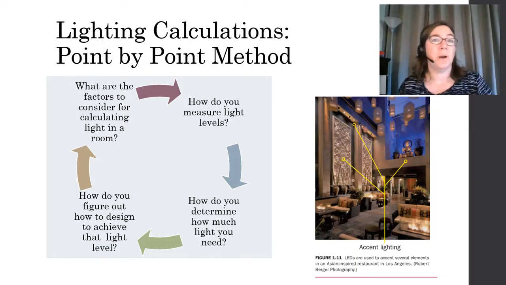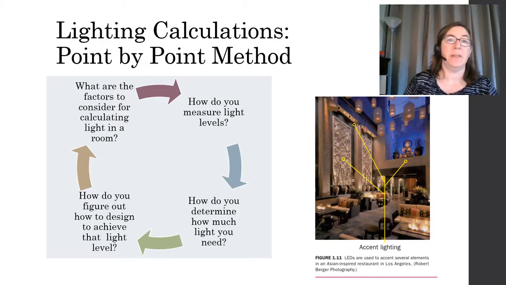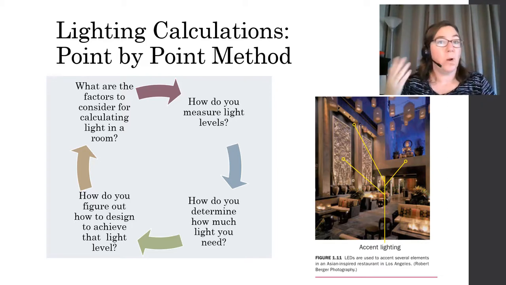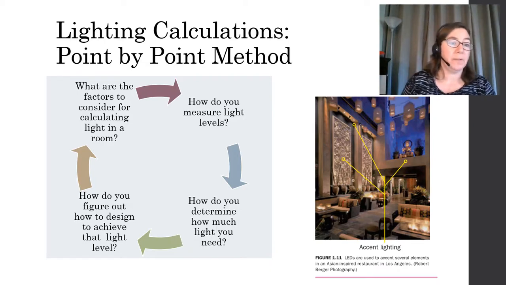And as we work our way through this method of calculation, we're going to ask ourselves, how do we measure light levels? How to determine how much light we need in a space or on a particular surface? And then how do we design to achieve that particular light level? And we'll take into account some other factors when calculating and placing your lights in your room.